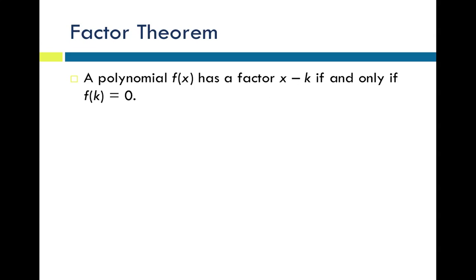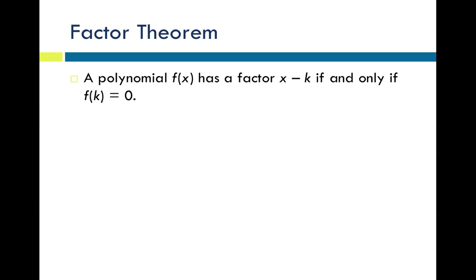So we have something called the factor theorem. And the factor theorem simply states a polynomial f of x has a factor x minus k if and only if f of k equals 0. Now that may not make a lot of sense, but if we pull this apart a little bit, we're saying that we have a polynomial. We want to have a factor that's in the form of x minus k, which right away should look familiar to you because that's the form of the divisor that we use with synthetic division.